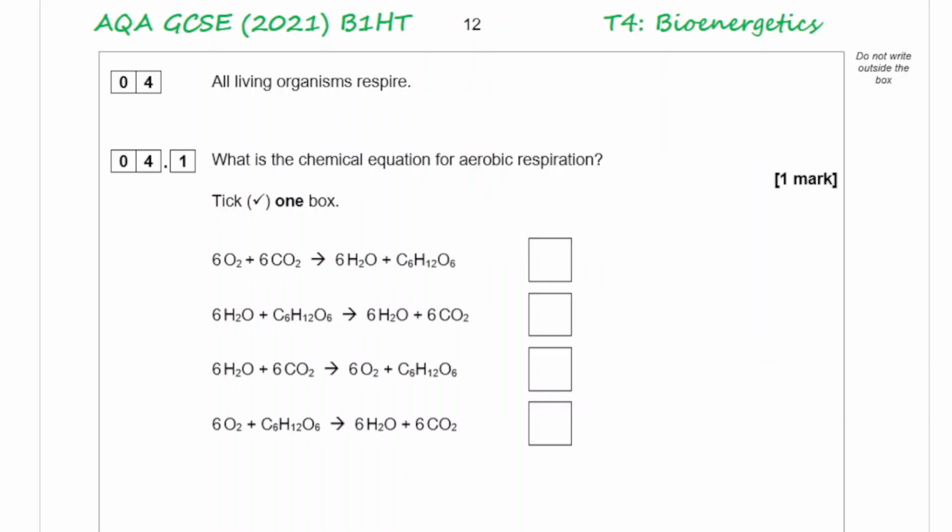Aerobic respiration will be water plus glucose gives you, that would be incorrect because it's water again. Water is also incorrect. Oxygen plus carbon dioxide is incorrect. Oxygen plus glucose to give you water and carbon dioxide. There you go. And it's balanced as well.